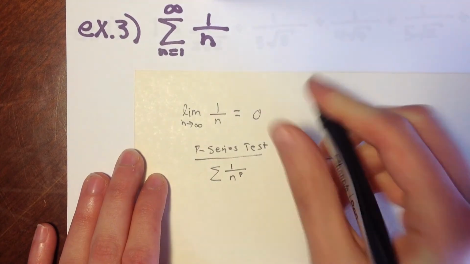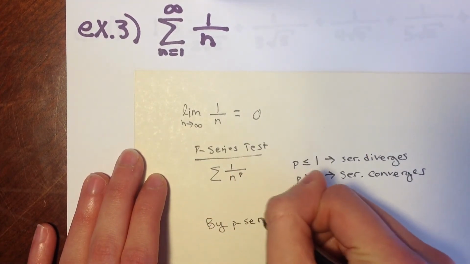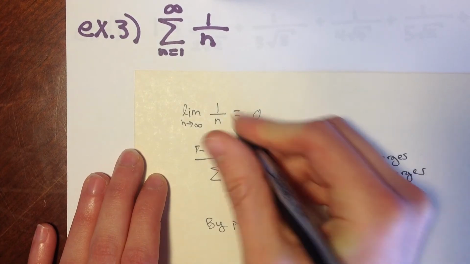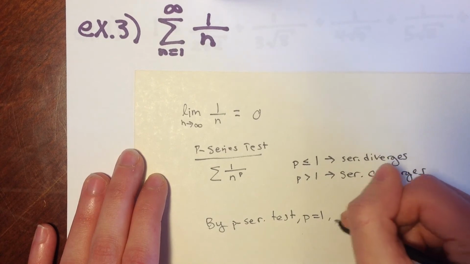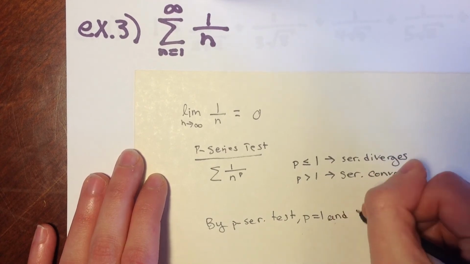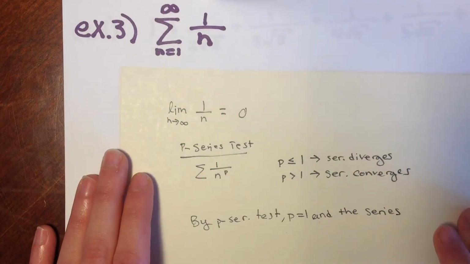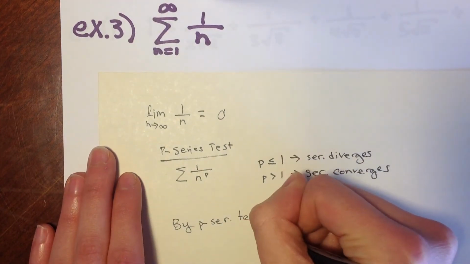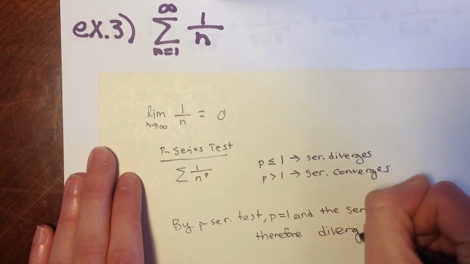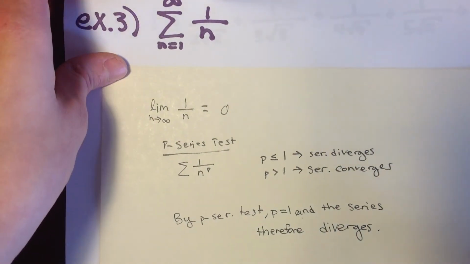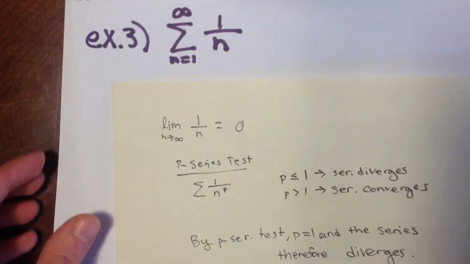So we can say that by the p-series test, p in this case is equal to 1, and the series therefore diverges. And that's the p-series test. So we're going to do another example to better illustrate the p-series test.